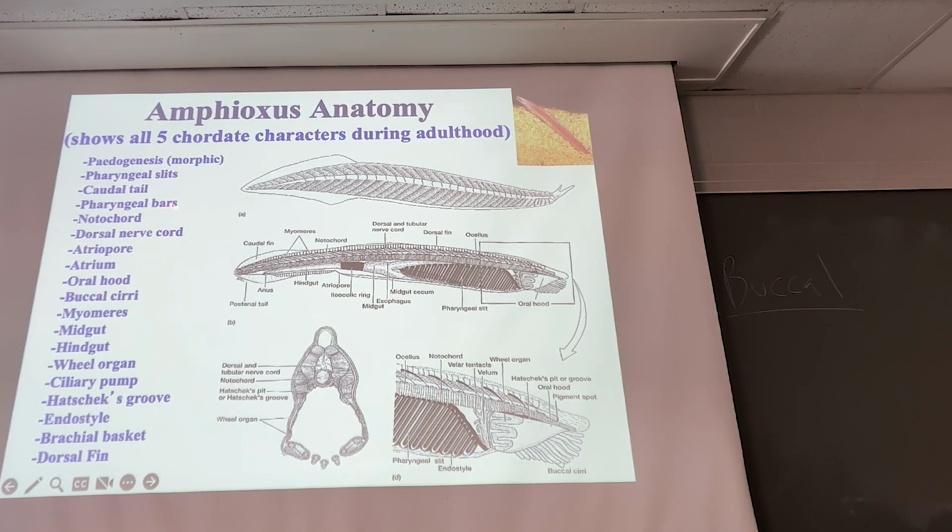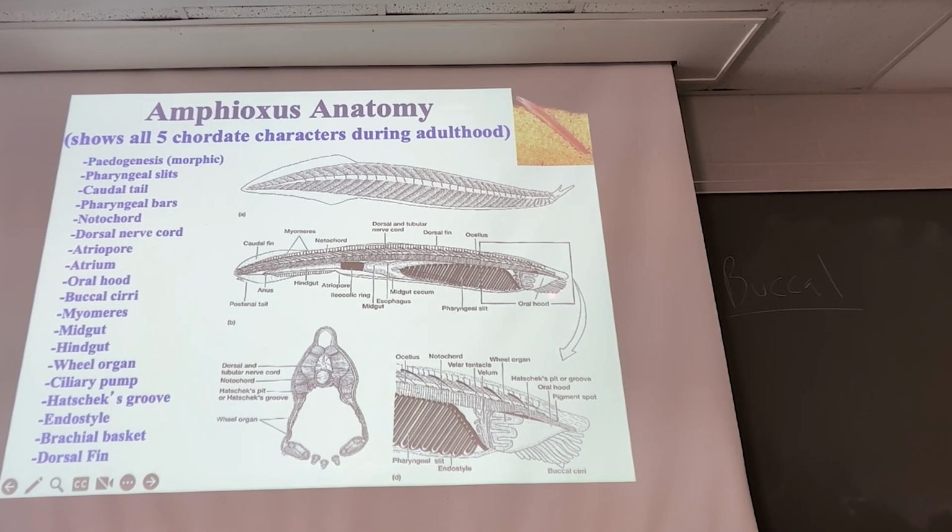So, pharyngeal bars, there is a notochord, a dorsal hollow nerve cord, atriopore and atrium. These kind of go together, right? The oral hood is what brings the water into the pharynx. There are some what are called buccal cirri here, which are these little tentacles that act more like a sieve that prevent big things from being sucked into the oral hood and blocking it, right?